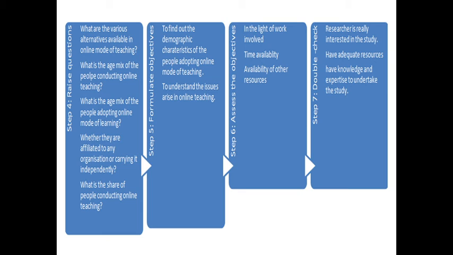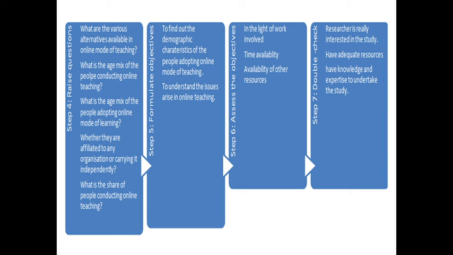Now after setting the objectives, in step 6, the researcher needs to assess the objectives again. So those objectives need to be assessed in the light of work involved, in the light of availability of time, availability of other resources. Other resources may include such as the expertise of the researcher, then finance, and so on.